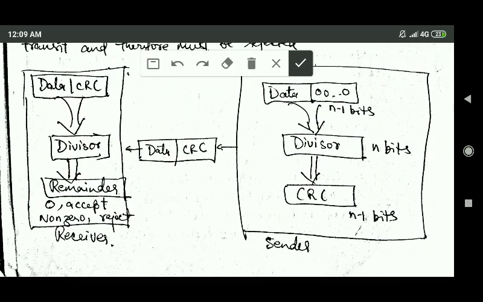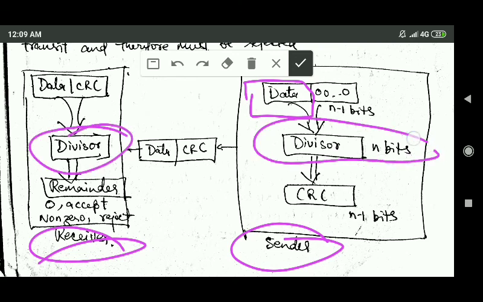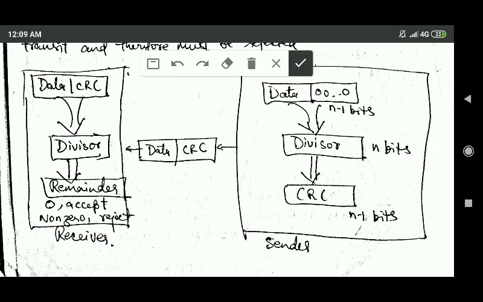Now see this diagram. This is the sender and this is the receiver. So suppose the sender has to send this data unit to the receiver. Now see what happens in cyclic redundancy check. Both the sender and receiver know an n-bit number which will act as a divisor. So what the sender does, first of all, is append n-1 bits at the end of the data unit.